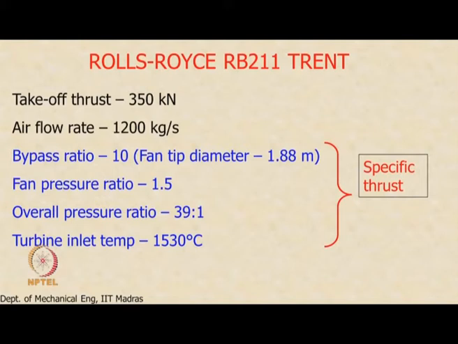For the overall pressure ratio, we talked about P2 over P1 being the parameter. For modern aircraft engines, the overall pressure ratio is typically of the order of about 35 to 40 to 1. So the air is compressed by a factor of 35 to 40 in these engines. The turbine inlet temperatures are typically in the range of about 1500 degrees Celsius for these engines.